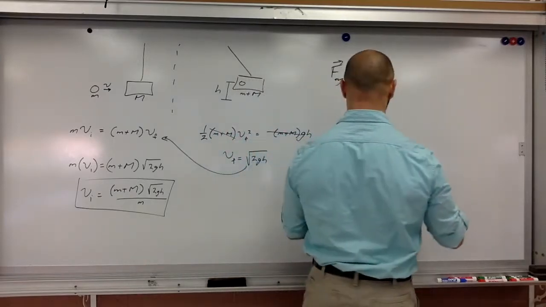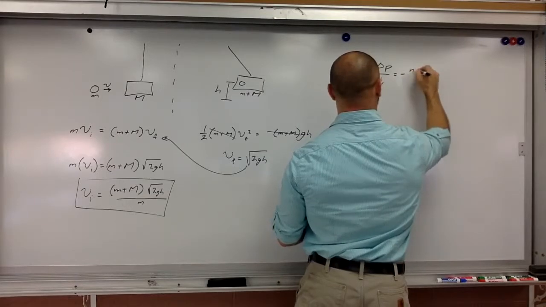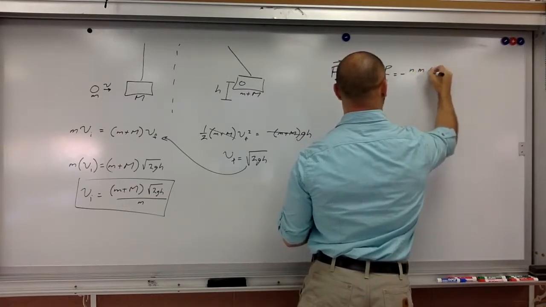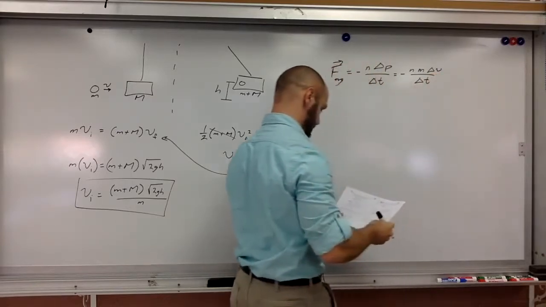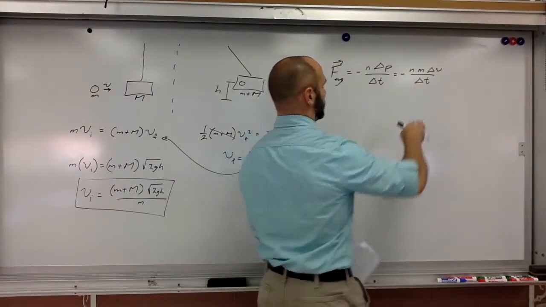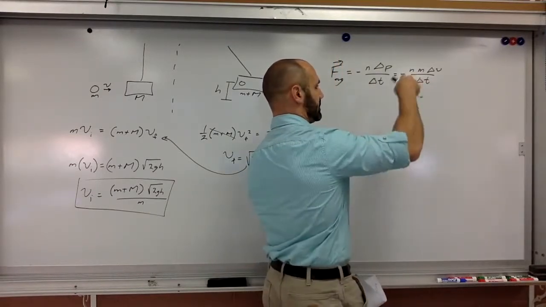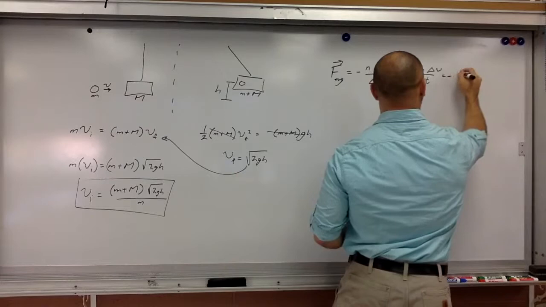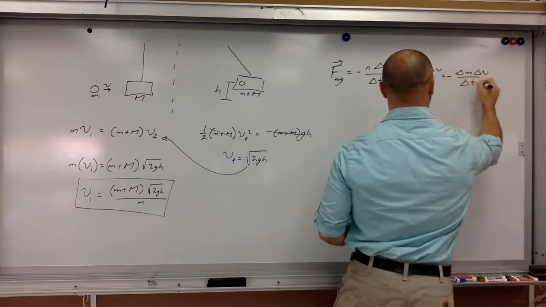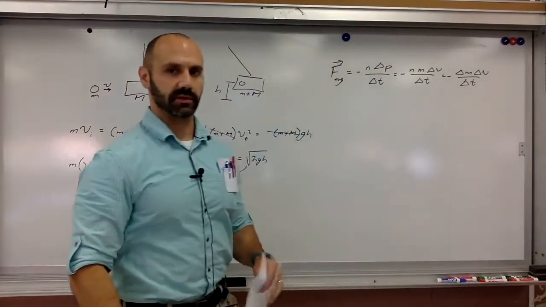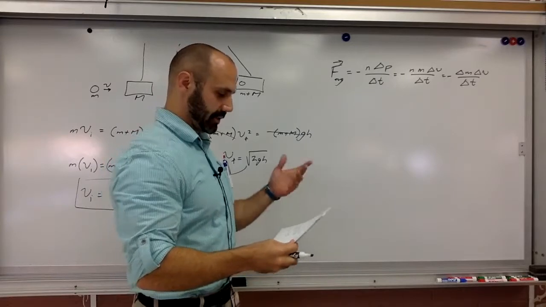All right. Or we can say that this is negative n times m times delta v over delta t. But the number of masses hitting, n times the mass, is kind of like the change in mass times the change in velocity over the change in time. So all different ways of expressing the same thing there, right? And so we have an example with this.